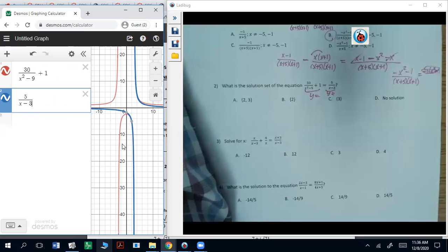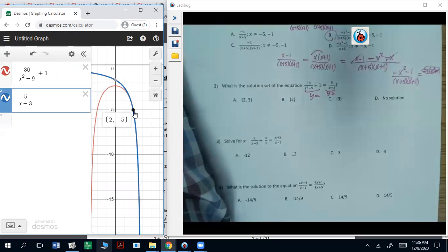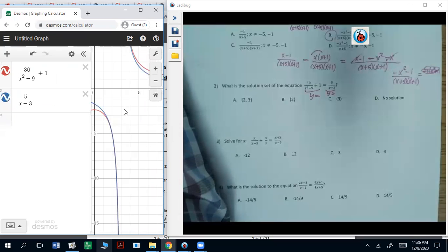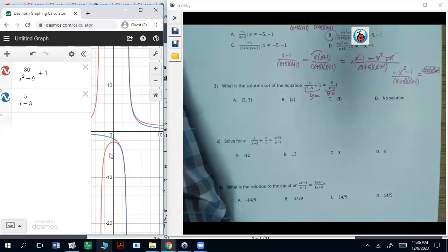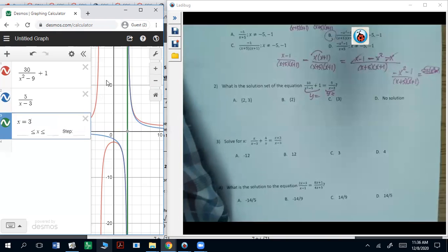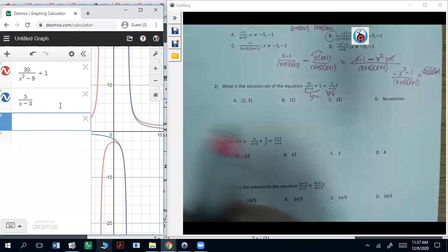And it says, what's the set of the solutions? So we have options. We can see where they cross here. And it looks like they cross at 2. But only 2. They don't cross at 3. So if you did the line x equals 3, you can see that's actually a vertical asymptote. So neither of those graphs touch 3. So x equals 2 is going to be your solution.